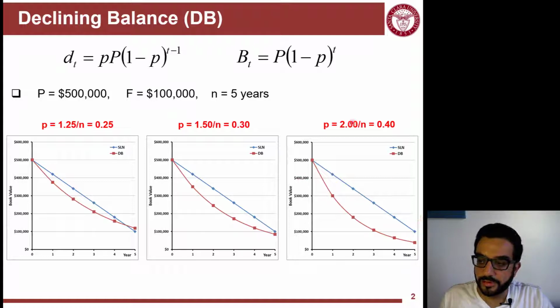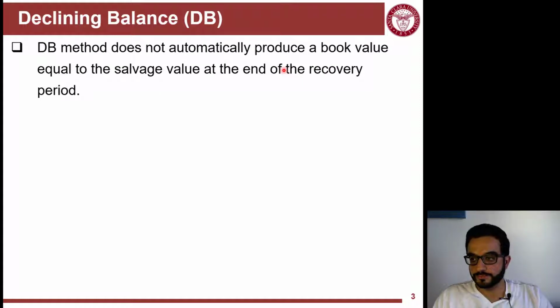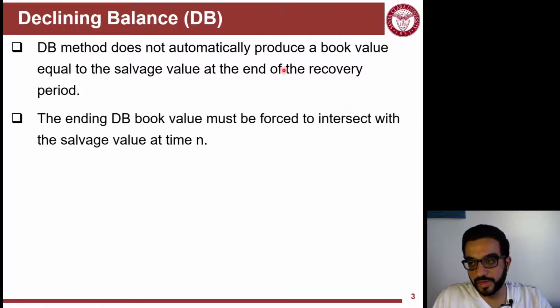Of course, with the double declining balance, 2 over n, the rate here is 0.4. It's a very aggressive depreciation model, and you will end up with a value of the asset less than what it's supposed to be, which is the salvage value. So in this part, we'll learn how to deal with this issue of using the declining balance method. There is no guarantee that the declining balance method will provide a book value at the end of the last year, Bn, equal to the salvage value.